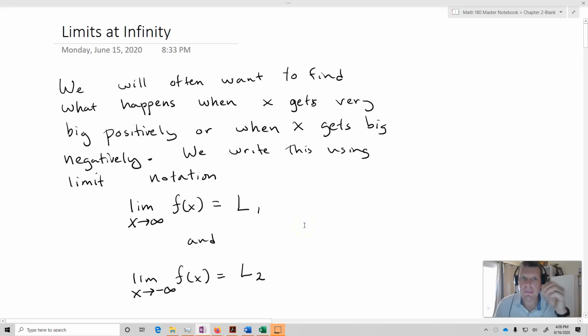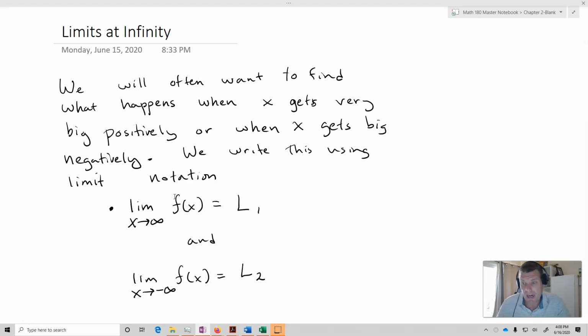So this mini lecture is on limits at infinity. We'll often want to find out what happens when x gets very big positively or when x gets big negatively. And we write this using limit notation. We'll say the limit as x approaches infinity of f of x equals L1, and the limit as x approaches negative infinity of f of x equals L2, right? So that's the idea: what happens when x gets really large.